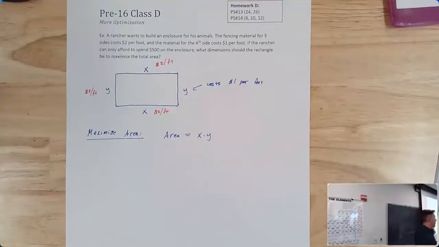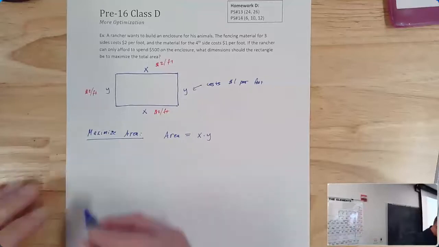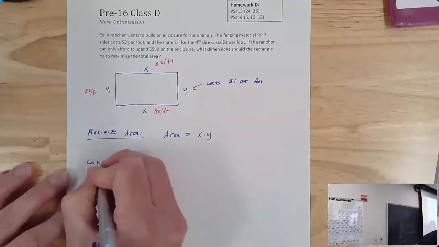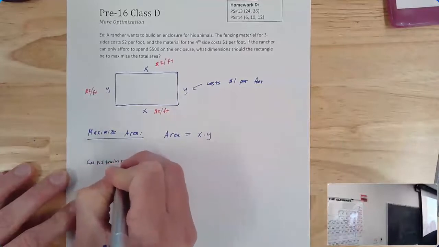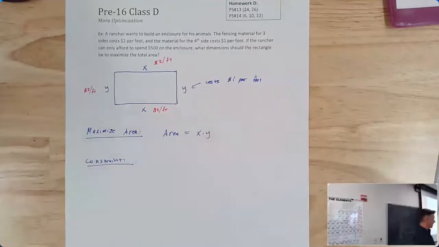Here, though, I have to do a little bit more because I'm not constrained by the amount of fence I have. I'm constrained by the amount of money I have. So my constraint really has to do more with the cost. So my constraint is based on how much this fence is going to cost.